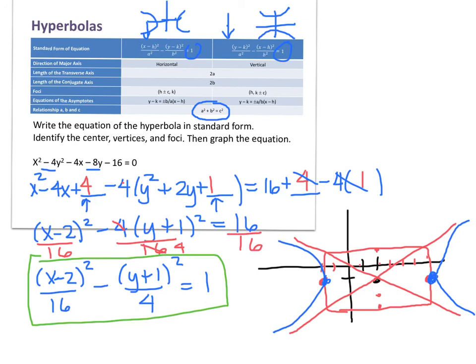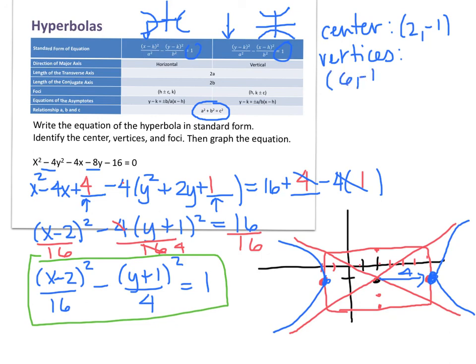So let's see what they want. The center, going back, is going to be 2 comma negative 1. My vertices, and again that's only where the hyperbola is drawn. Again, remember we went out a distance of 4 from the center. So we went 2 plus 4, so that's at 6, negative 1. And we went 2 minus 4, so that's negative 2, negative 1. So we went forward and backwards a distance of 4. And they want the foci.